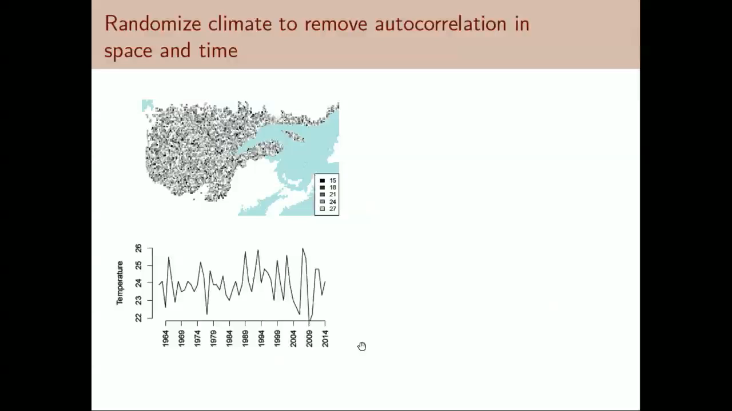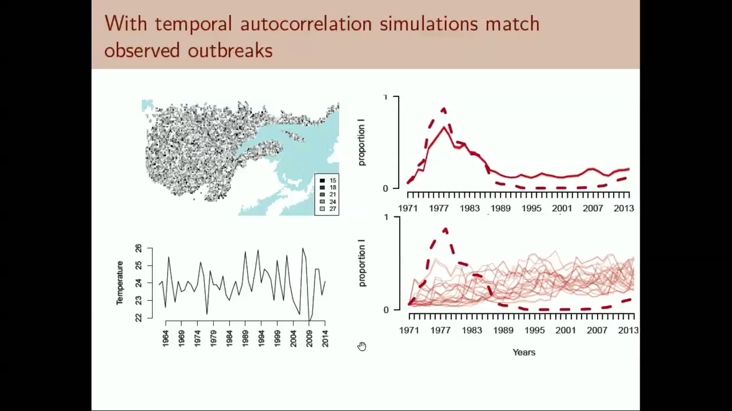Each thin line here is a simulation, and the dotted lines are the real outbreaks. When I removed spatial autocorrelation in the top line, the outbreaks looked closer to the real outbreaks than when I removed the temporal autocorrelation. And so that means that the order of the years is very important for making these large outbreaks. Three to four years of very suitable climates cause these large-scale outbreaks at the same time. Whereas if I remove the order of the years, sometimes there were big outbreaks and sometimes small ones, but not at the same time as the real outbreaks.